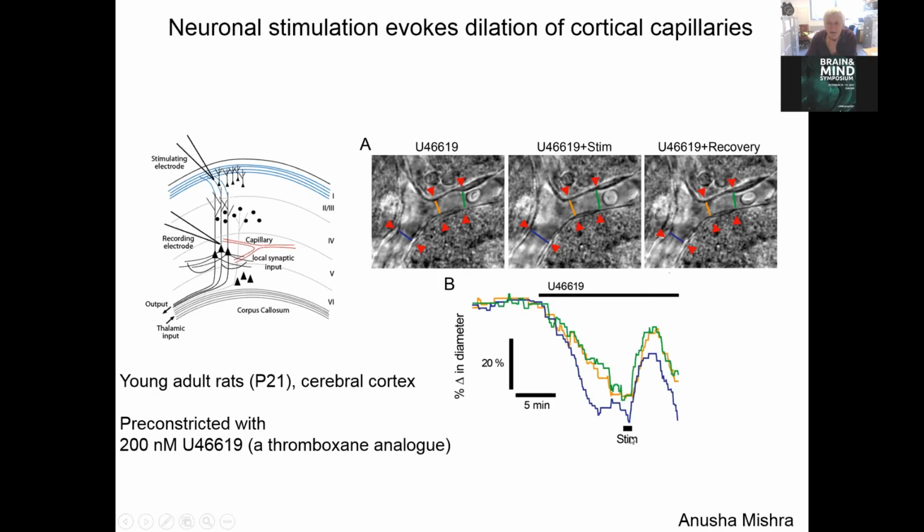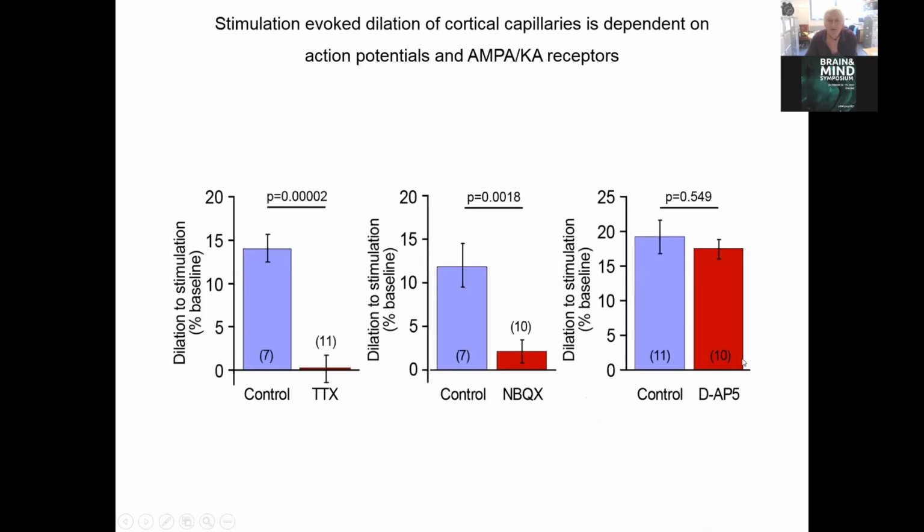We then stimulate and get a dilation of the capillaries. Okay, it's only a 20% dilation, but it occurs. And we can then do some pharmacology. This is blocked by TTX, as you'd expect, because we hope it's action potential driven. It's blocked by the AMPA receptor blocker, NBQX, but surprisingly, it's not blocked by the NMDA receptor blocker, AP5. And I'll come back to this later.